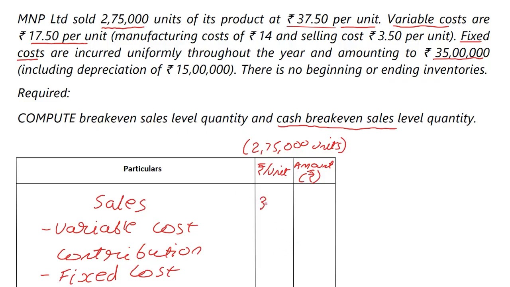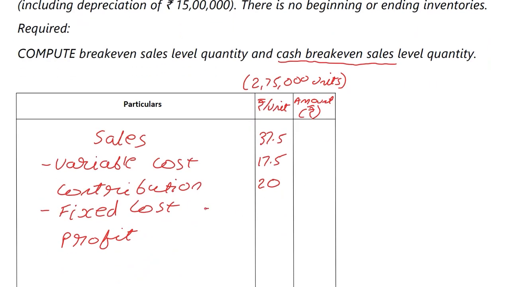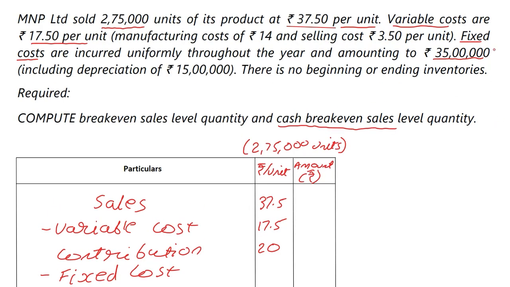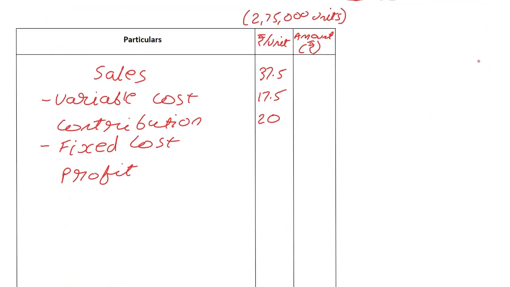So 37.5 is what I have here. Variable cost is 17.5, which means that contribution per unit is going to be 20. Fixed cost we put in the outer column because it's not on a per unit basis. We know that the total fixed cost is 35 lakhs. Accordingly, we'll put 35 lakhs over here. That's it. No need to calculate anything else.